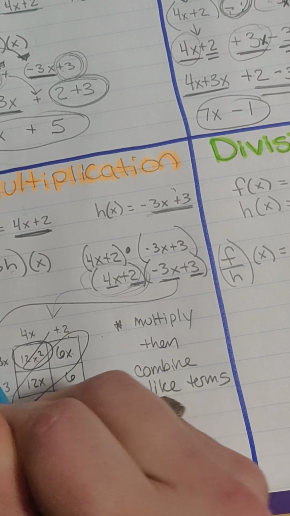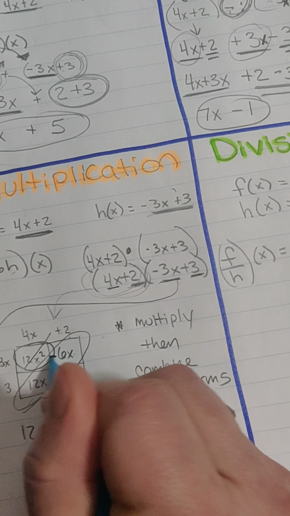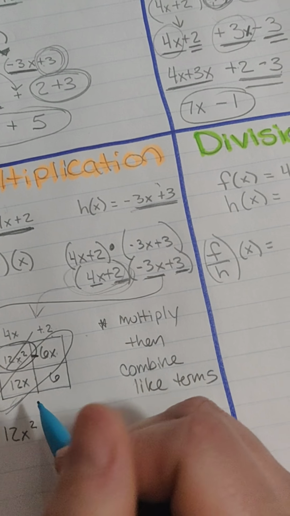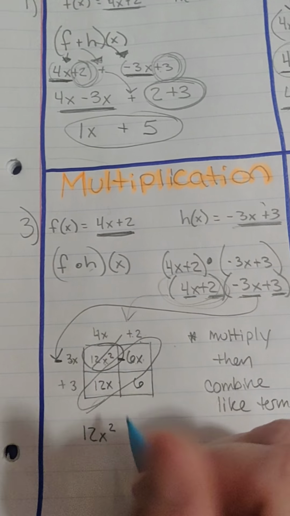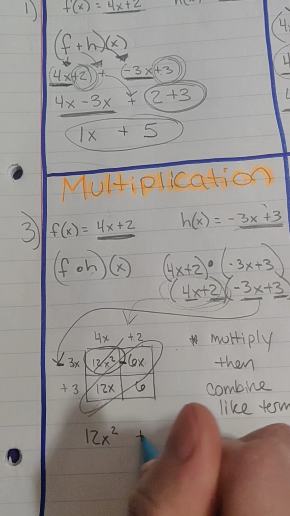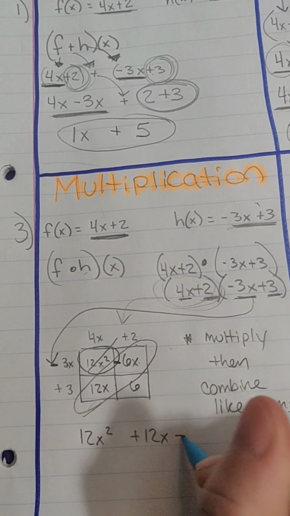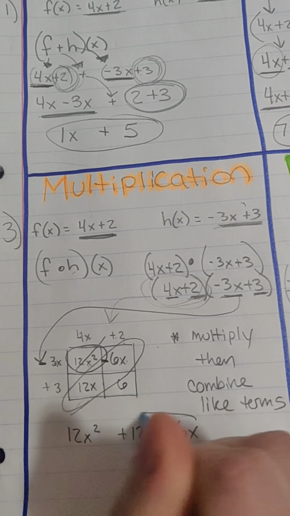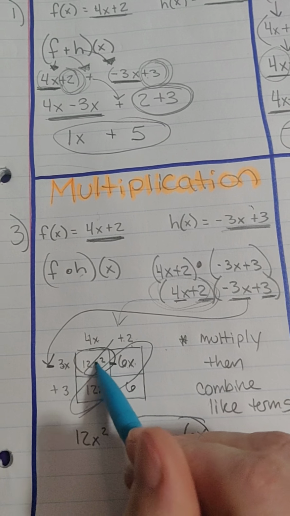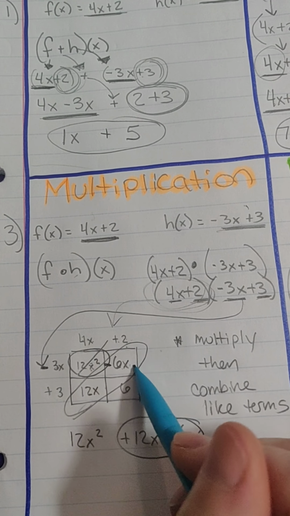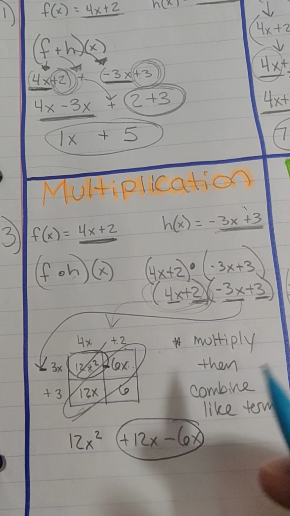Here we go. Negative 3. So that should actually be a negative 6x. That's why we always check our work. So now I have a positive 12x minus the 6x. And remember, these two are like terms. This one didn't have any other x squared. These both have x. So I'm going to combine those two.